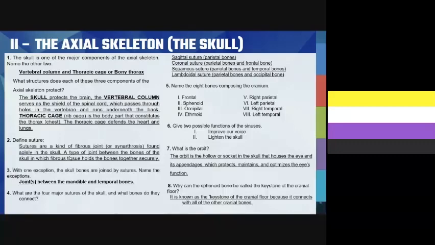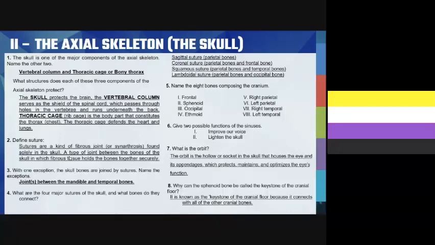Number 6, give 2 possible functions of the sinuses. So first, it improves our voice. Next, it lightens the skull and produces mucus to protect the nose. Number 7, what is the orbit? The orbit is the hollow or socket in the skull that houses the eye and its appendages, which protects, maintains, and optimizes the eye's function.